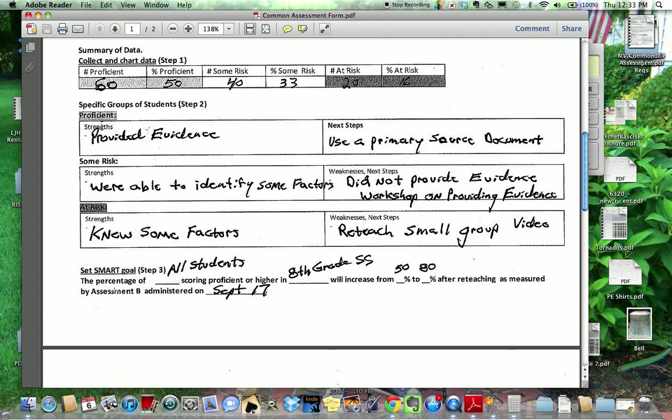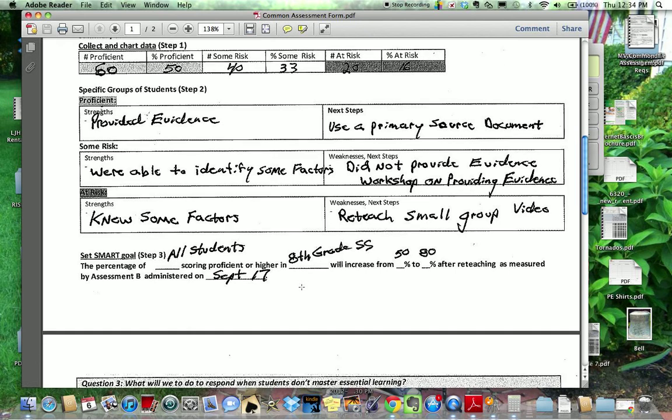It could be a specific group of students scoring proficient or higher in 8th grade social studies, or in this specific standard, will increase from 50 to 80% after reteaching as measured by assessment B administered on a certain date. So it could be 8th grade social studies in the broad sense, but it could be scoring proficient or higher in a certain standard or indicator.